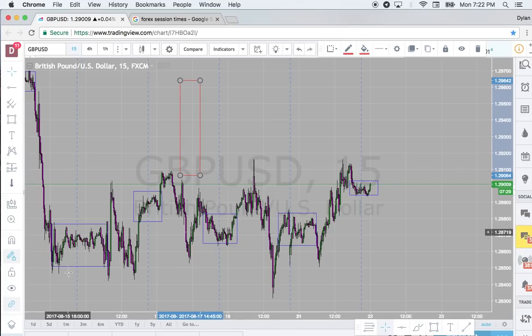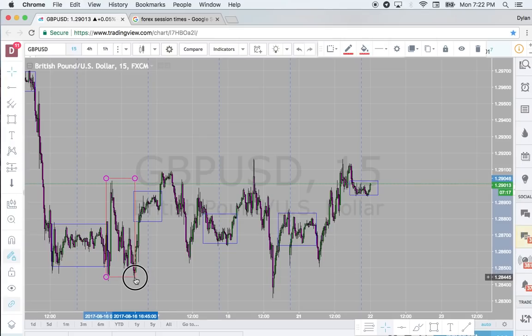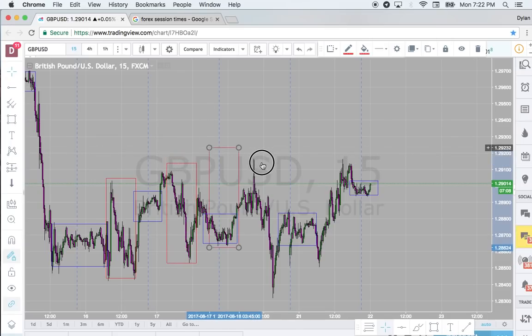So notice how the range is in the blue boxes compared to the red boxes. The blue boxes is what most retail traders trade, and what's in the red boxes now is what I'm going to teach you guys to trade.